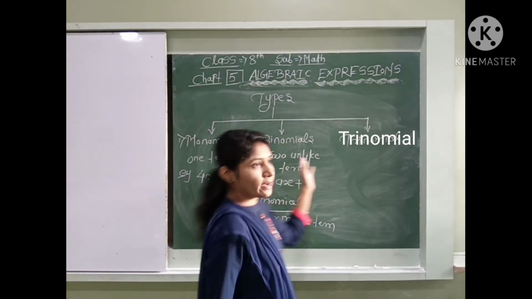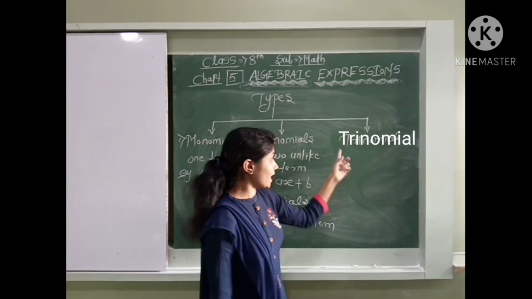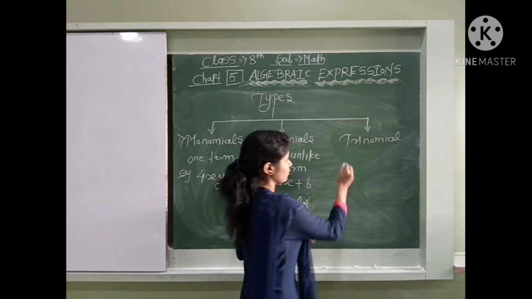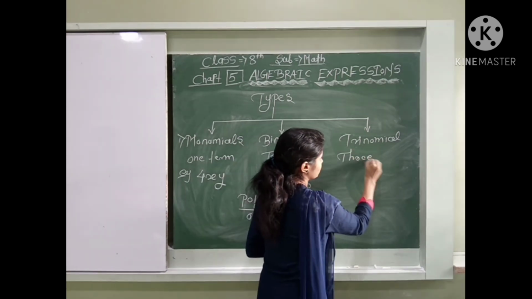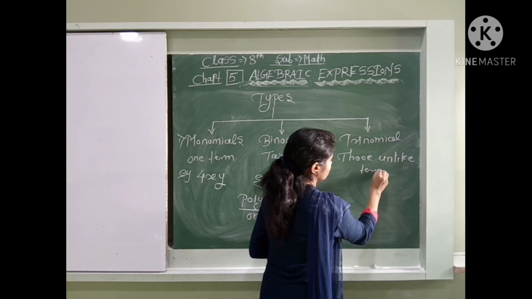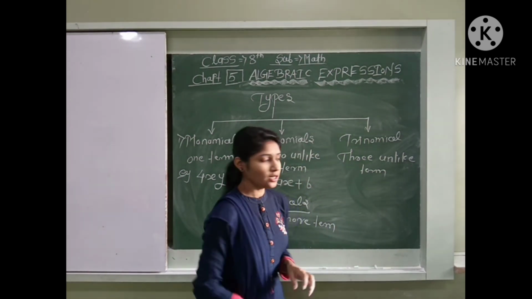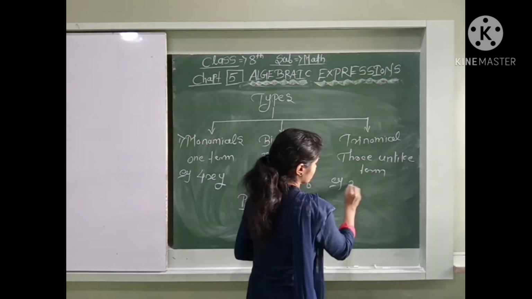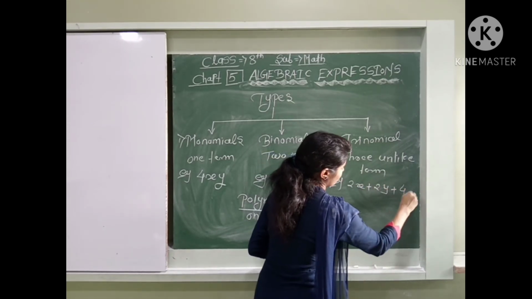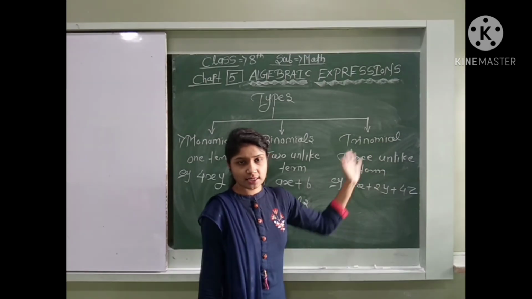After the binomial, student, you have the trinomial. Trinomial means it contains three unlike terms. How many? Three unlike terms. It is called a trinomial algebraic expression. Understand? For example, 2x plus 2y plus 4z. How many terms does it contain? Three terms. It is called a trinomial.